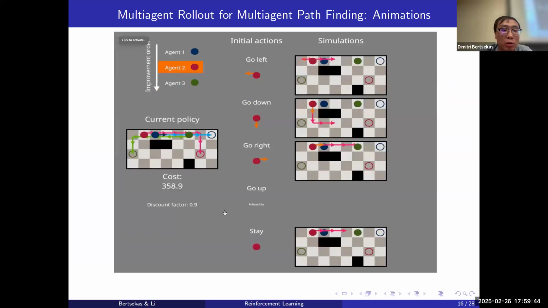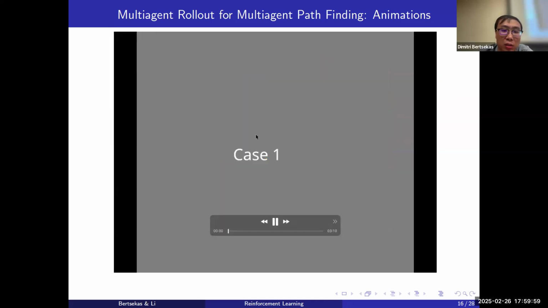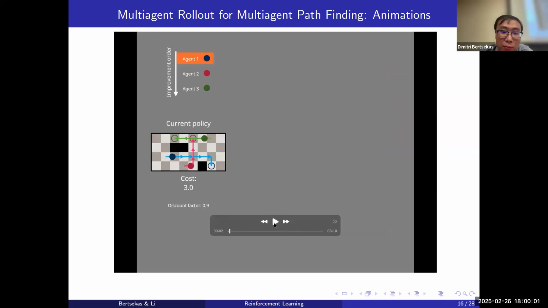So now we look at the animations of all 3 cases, whereby the blue one is agent 1, the red one is agent 2, and the green one is agent 3. So let's get started.